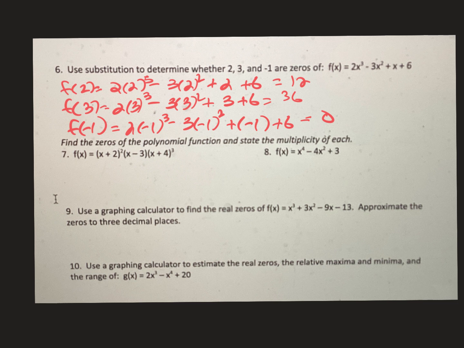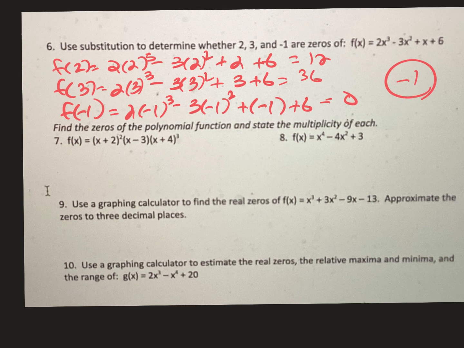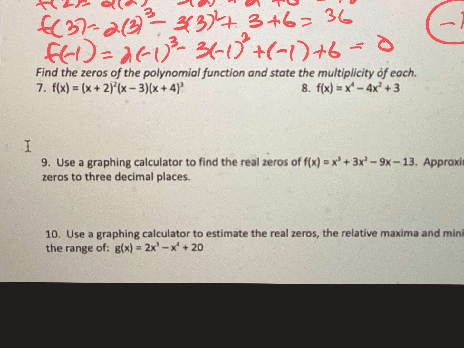Okay, I plug those in. The values I got are right here, 12, 36, and 0, which means the only one that is a 0 would be negative 1. Number 7, find the zeros of the polynomial and multiplicity of each. It's whatever the zeros, whatever makes the parentheses 0. So on number 7, negative 2 would have multiplicity 2. 3 is a 0. And also negative 4 would have multiplicity 3.